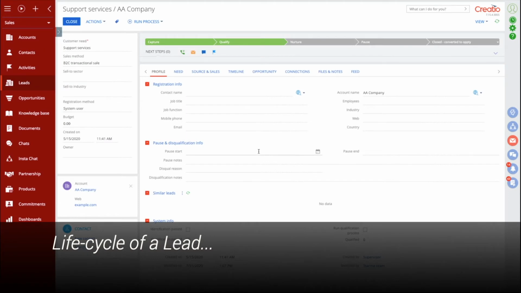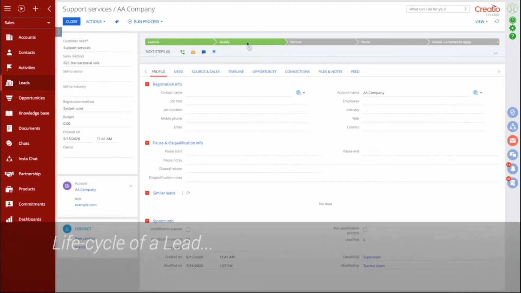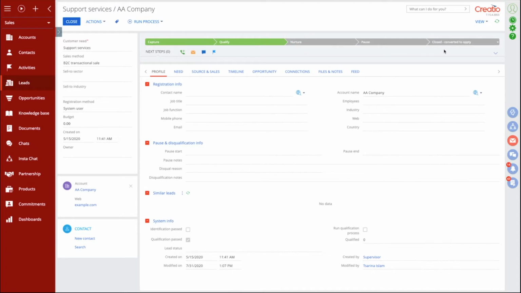In our solution, the lead moves through a straightforward and intuitive process. This process, the stages thereof, can be changed if needed, but after capturing and cleaning the information, qualifying, as we were just discussing, we then have options to nurture, pause, or even close the lead by either converting it into an opportunity or indicating that, no, even though we suspected this might be a lead, it's not really one, so let's put it aside and move to other prospects.